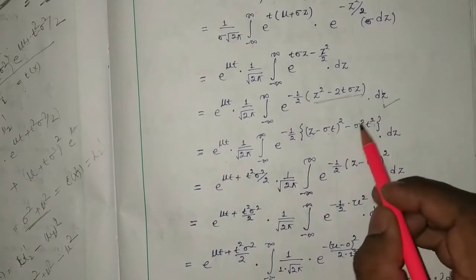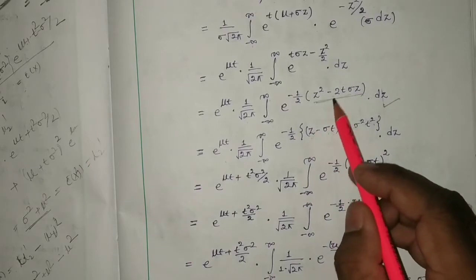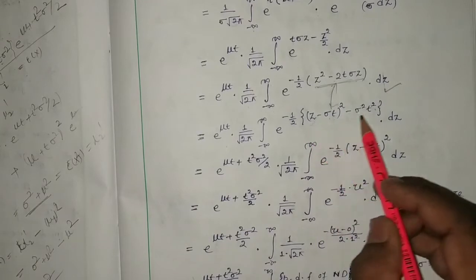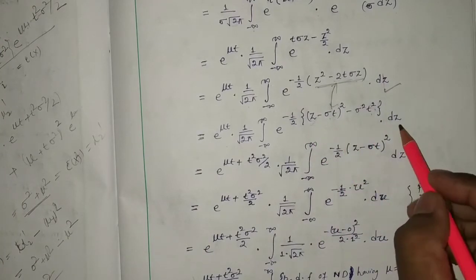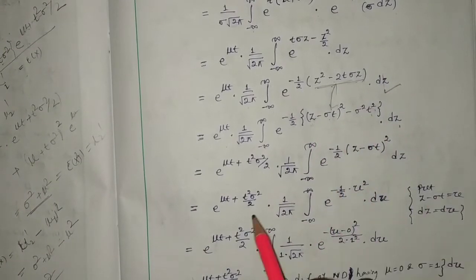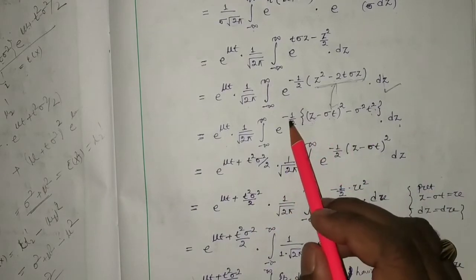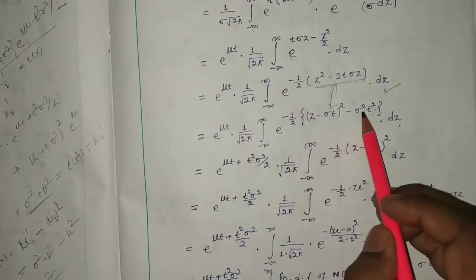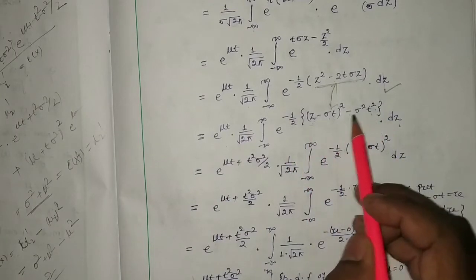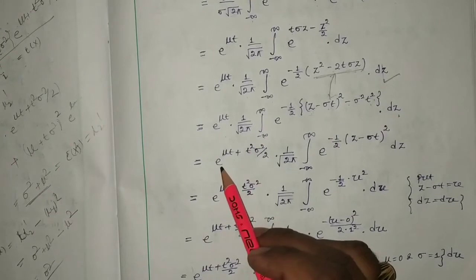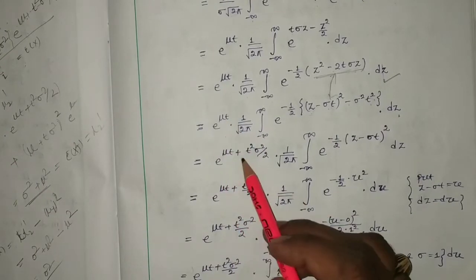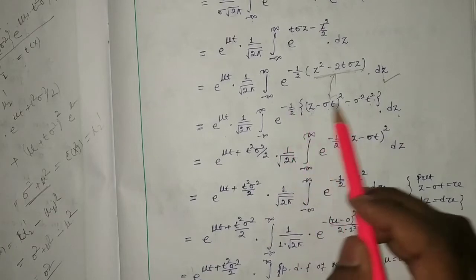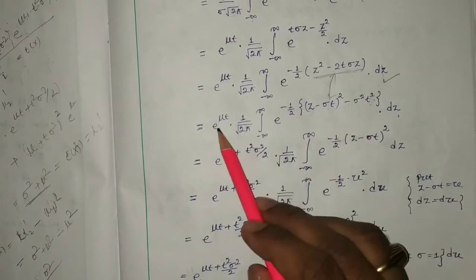Okay, so sigma square t square got cancelled, so we can get this one. This can be written this way into dz. Here you can see minus 1 by 2, and e to the power sigma square t square by 2 can be taken outside. So here you get e to the power mu t plus sigma square t square by 2 outside, then it will add up.